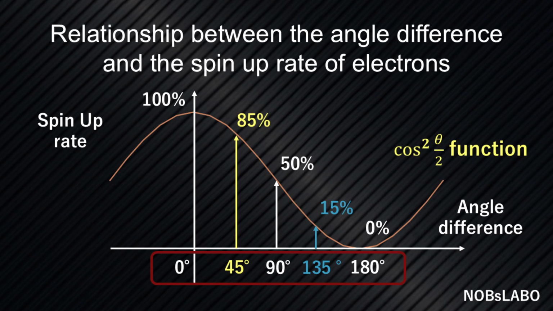This corresponds to the fact that if the angle difference is 90 degrees in this graph, 50% of the spin-up electron's input will be up and 50% will be down.